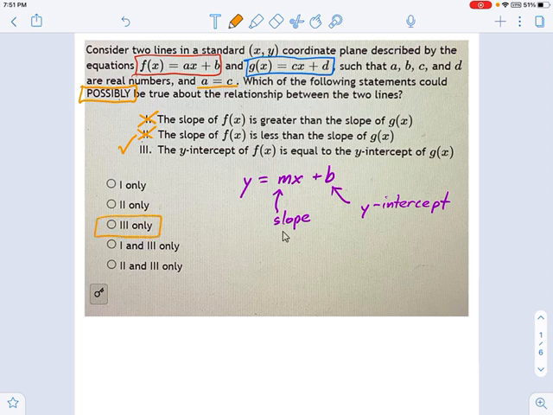The key to this question is understanding what slope and y-intercept are, and then reading this part very carefully, that condition right there. If it was a equals b, or I don't know, b equals d, or a greater than c, it's going to be all sorts of different possibilities that you have here. So you have to read this one carefully.